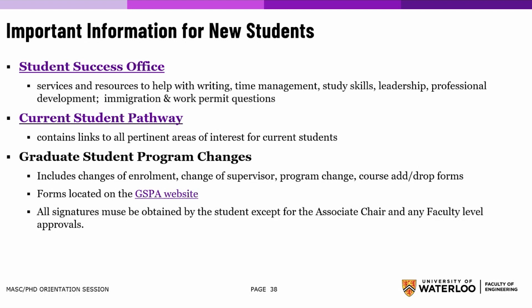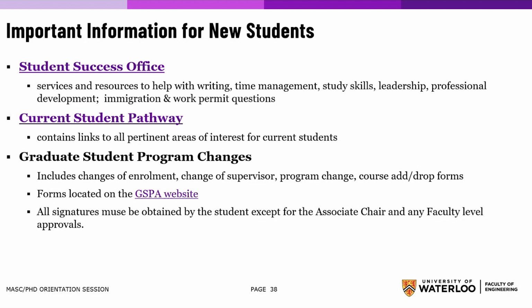And then grad student program changes. For some reason or another, students may need to change their enrollment to inactive or part-time, change their supervisor, or change their program. Course add/drop forms, all that stuff is located on the GSPA's forms website. When you're submitting a form to us, make sure that you are getting all the signatures above the Associate Chair, Graduate Studies.